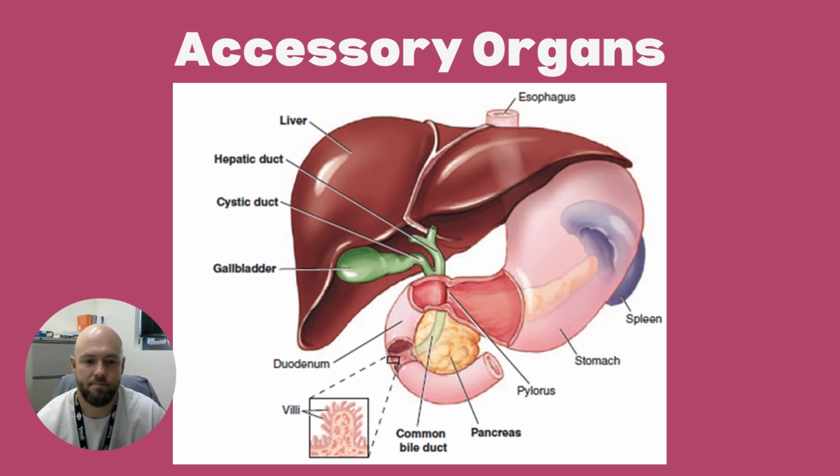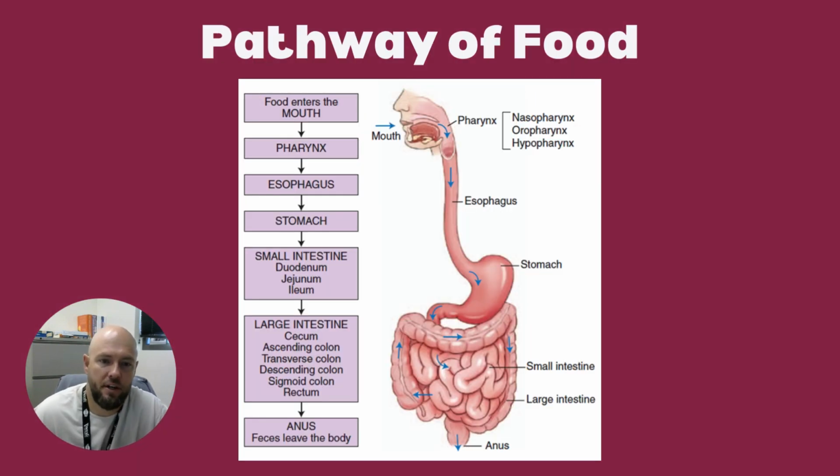This is a visual image of the pathway of food. So it enters through your mouth, obviously. This is pretty easy. Then it passes through your mouth, past your tongue, into your pharynx. Your pharynx is your throat. You have a naso, oral, and hypopharynx. The top of your throat basically moves down into your esophagus, that long tube that connects down into your stomach.